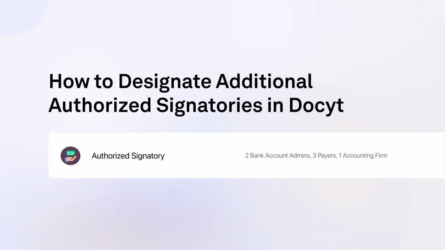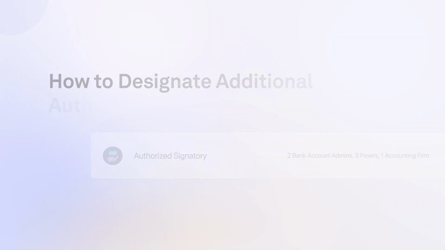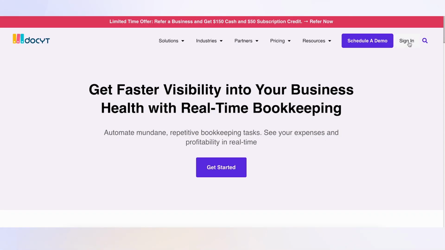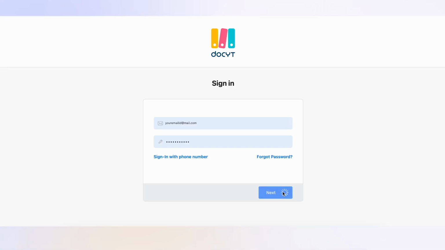Today, we're going to add authorized signatories to approve payments, ensuring secure and controlled access to your company's funds. Log into your Docyt account by visiting app.docyt.com.